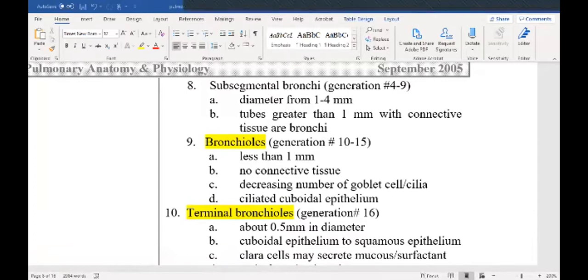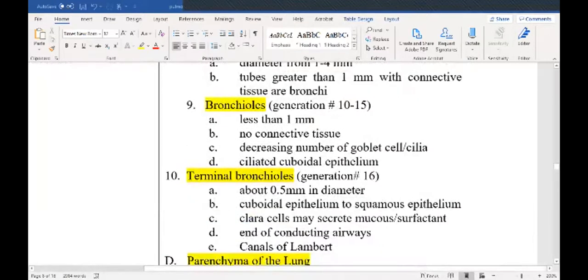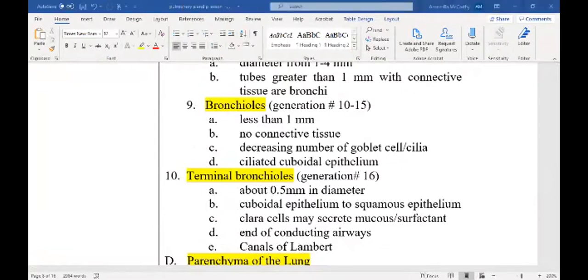Now, the terminal bronchiole is about 0.5 millimeter in diameter, made up of cuboidal epithelium to squamous epithelium, which is not that important, but it contains Clara cells that may secrete mucus and surfactant. Clara cells secrete surfactant, and you'll learn what surfactant is tomorrow. But it's the end of the conducting airways. The ends of the conducting airways.